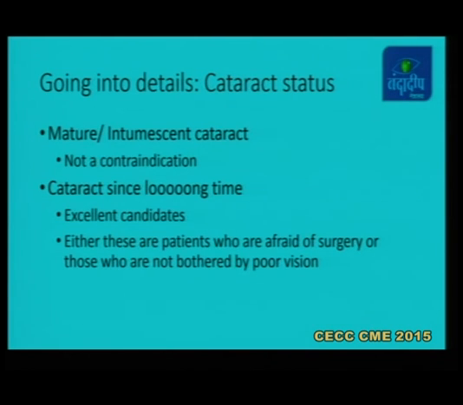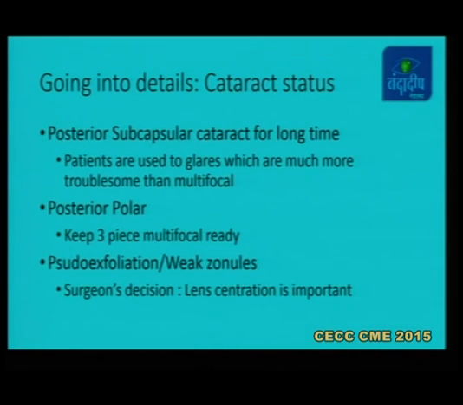Now, cataract status. In cases of mature intumescent cataract, it's not a contraindication at all, but the patient has to be explained that we cannot tell what the potential vision is going to be in that particular eye. The patients who have had cataract for a long time are excellent candidates, because either these patients are afraid of surgery or they are not bothered about poor vision. These are the typical patients who will say, doctor, I can see everything very clearly, and you say, sir, you are talking to your son, I am standing here. So these are the typical patients who are not bothered about vision. These are very good candidates for these lenses.